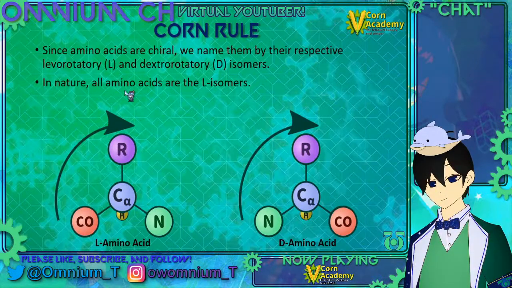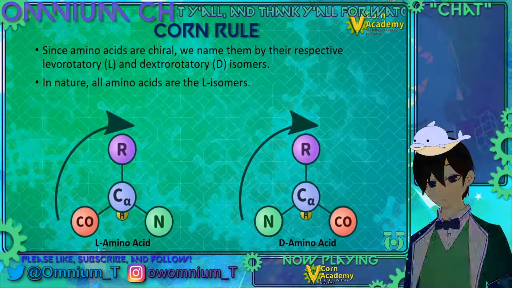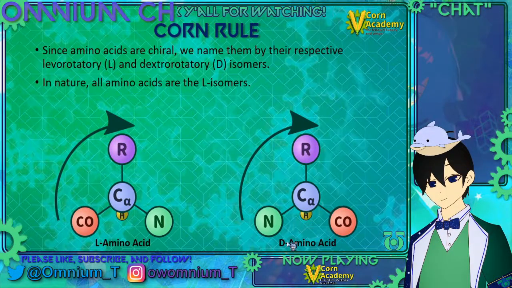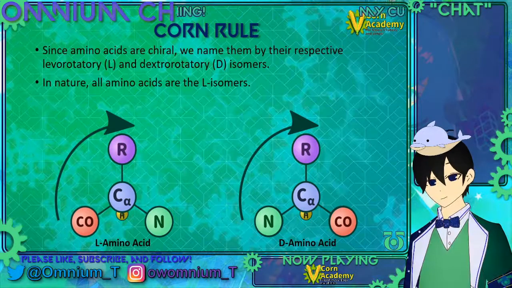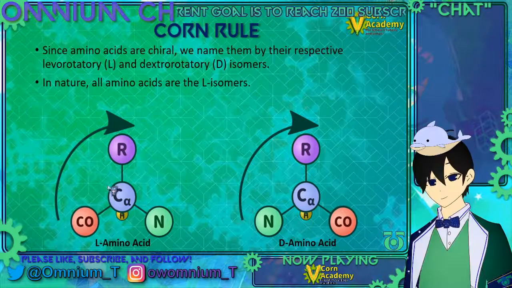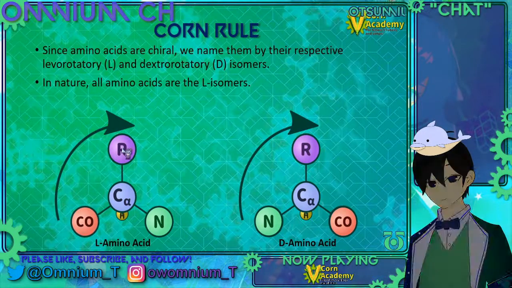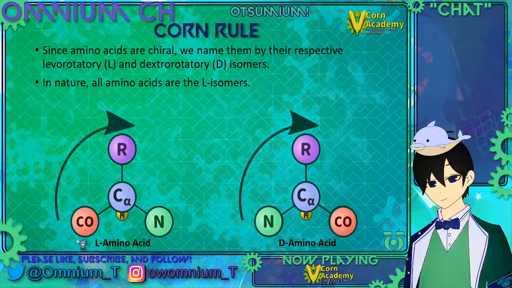All of the amino acids in nature are L amino acids. Amino acids come in two forms, the L and D amino acids, the levorotatory and dextrorotatory isomers. So we use this CORN rule. It's kind of a coincidence that I call this Corn Academy, and this is the CORN rule. You go clockwise, and you have carboxyl, R, and your amine. So you go CORN.